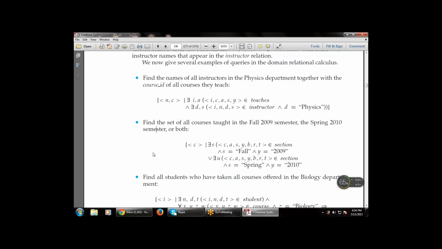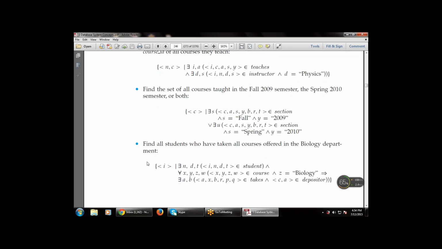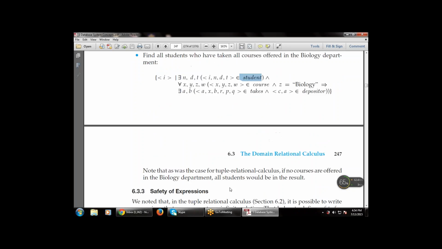Now next is find all the students who have taken all the courses offered in the biology department. So this is the I, then there exists N, then D, T, I and D, T, then there exists a student that is also available over here.